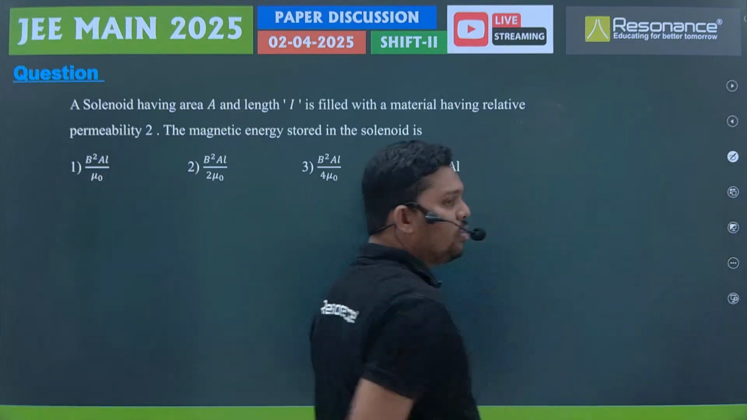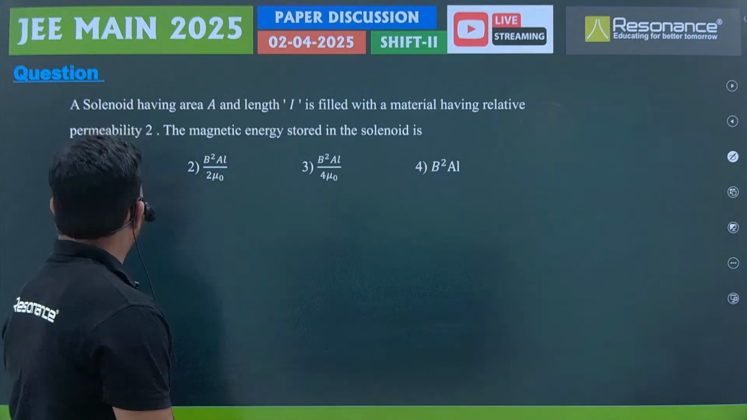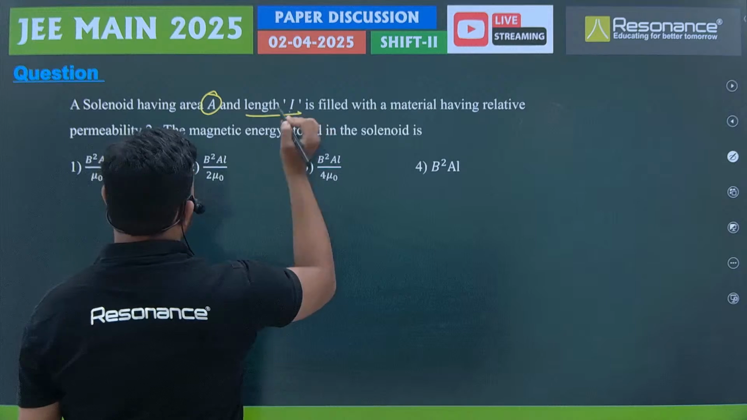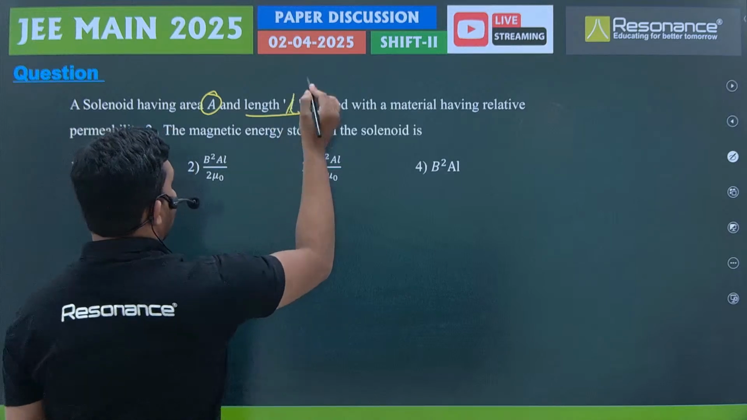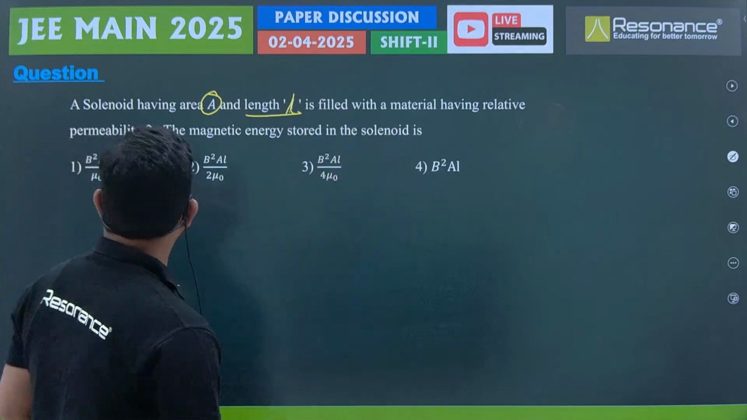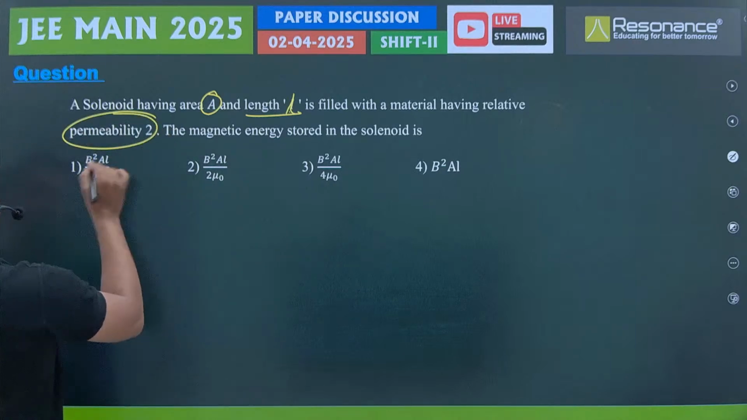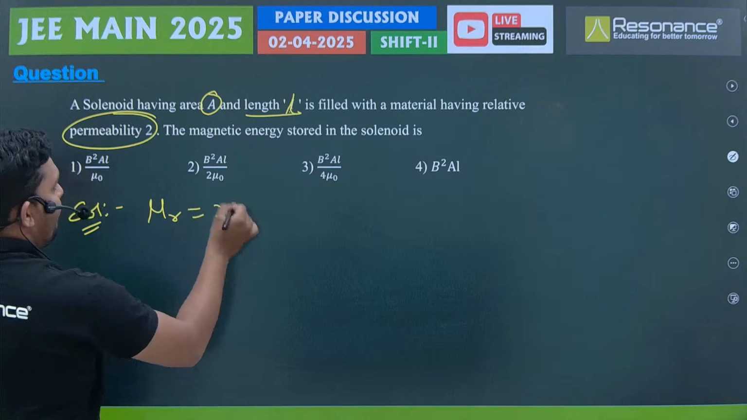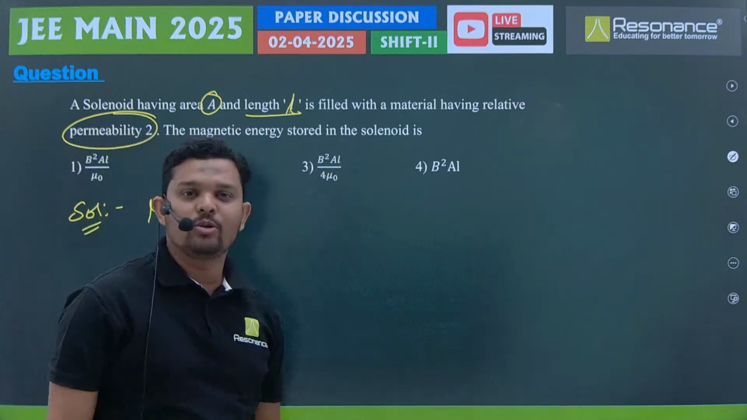So let us go for the next question. Here he has given a solenoid having area A and length L, filled with a material having relative permeability, that is, he has given the value of mu r as 2, and he is asking us to find the magnetic energy stored in the solenoid.